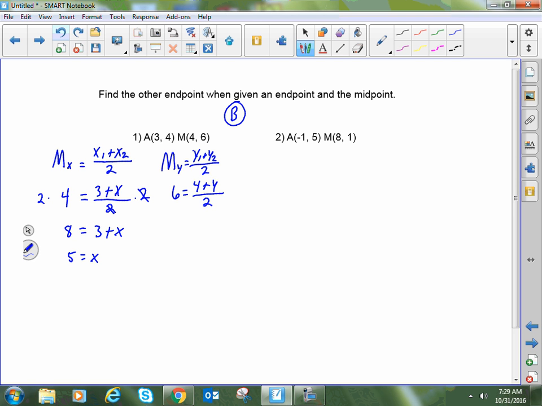And same thing, multiply both sides of the equation by 2. On the right side, the 2 in the numerator and the 2 in the denominator simplify to be 1. They don't cancel. That's a thing that algebra teachers like to say. They simplify to be 1. And this would give me 12 is equal to 4 plus y. Move the 4 over through subtraction, and we will get 8 for the y coordinate. So point B is going to be at 5 and 8.